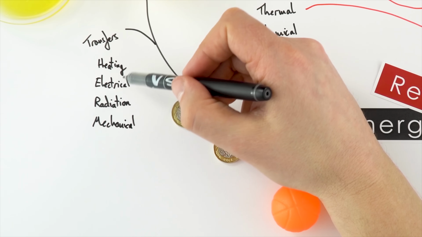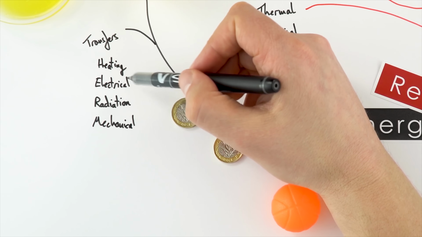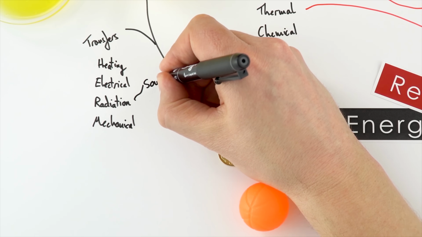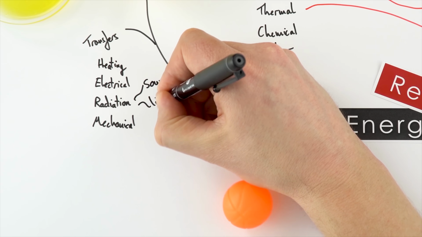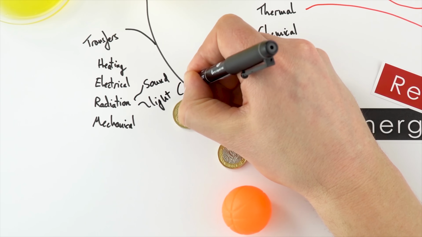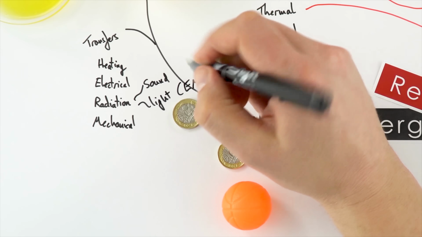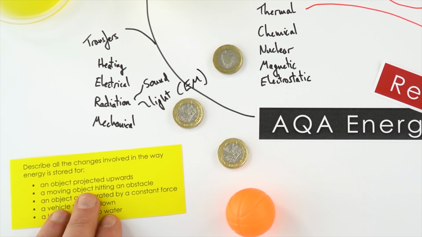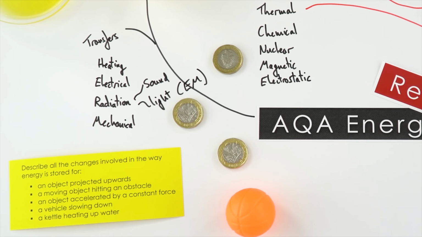There are 4 main transfers that we need to think about. So these are our 4 transfer processes. You've got heating, electrical working, radiation, and this could be things like sound waves, or it could be light waves, and also the rest of the parts of the electromagnetic spectrum. And finally, we have mechanical.